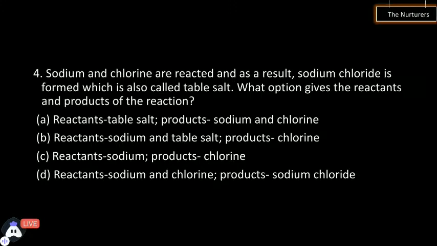Sodium and chlorine are reacted, and as a result, sodium chloride is formed, which is called table salt. What option gives the reactants and products of the reaction? Okay, there are 4 options in front of you all. Now you need to tell in which case the correct reactants and products are given to you.